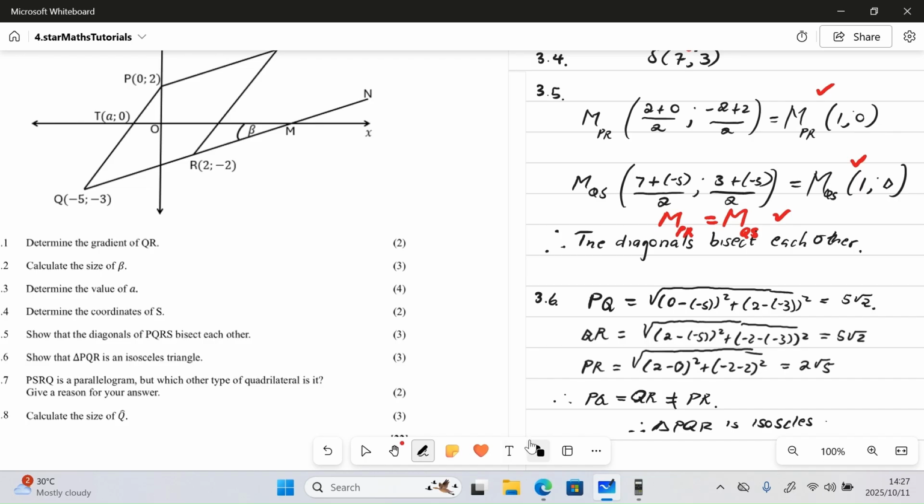So let's give the mark allocation. It's only 3 marks. So we can give 1 mark for this and the other mark is for the conclusion. Then 3 marks.